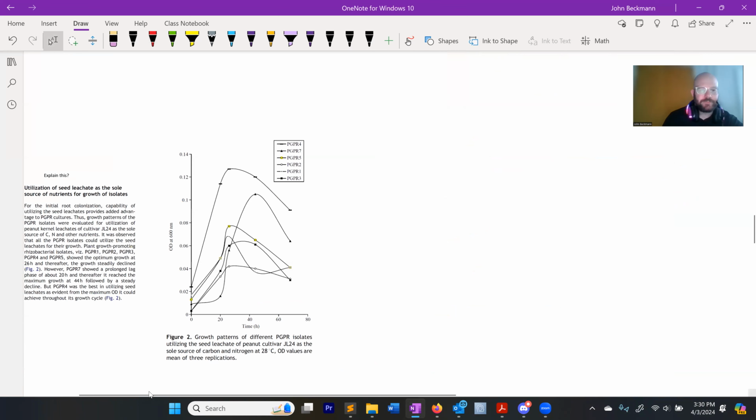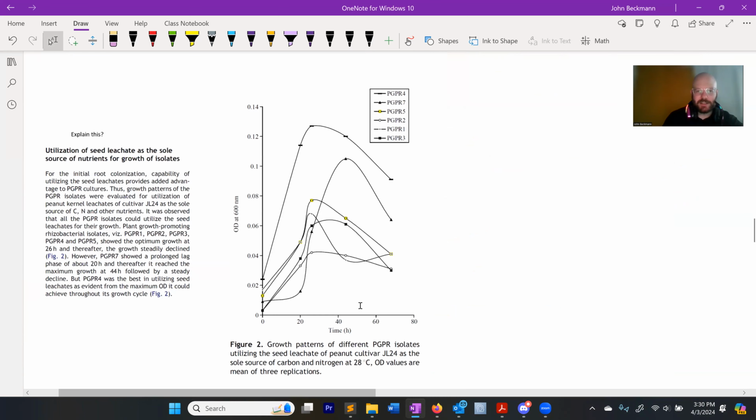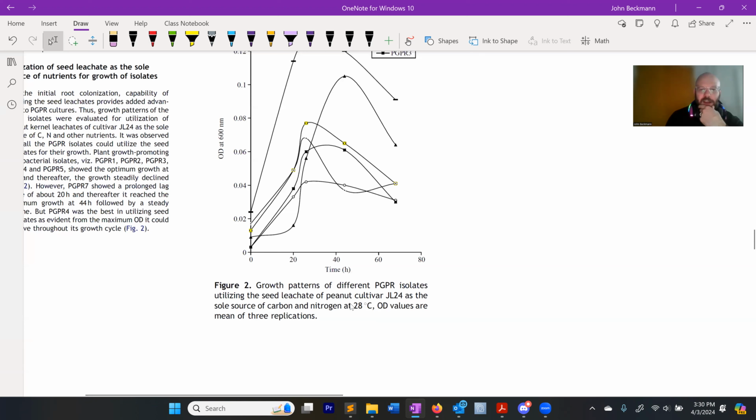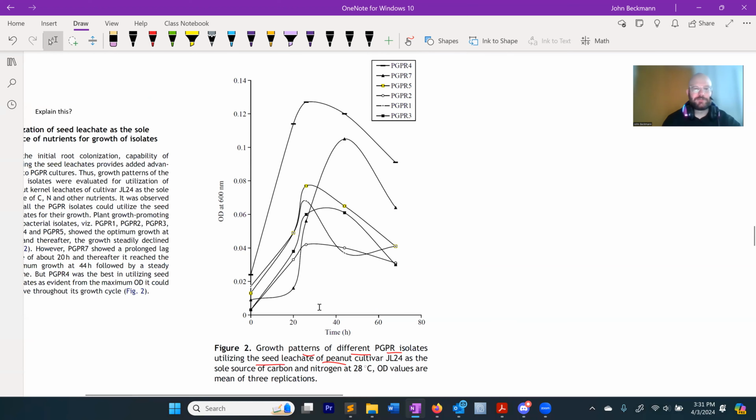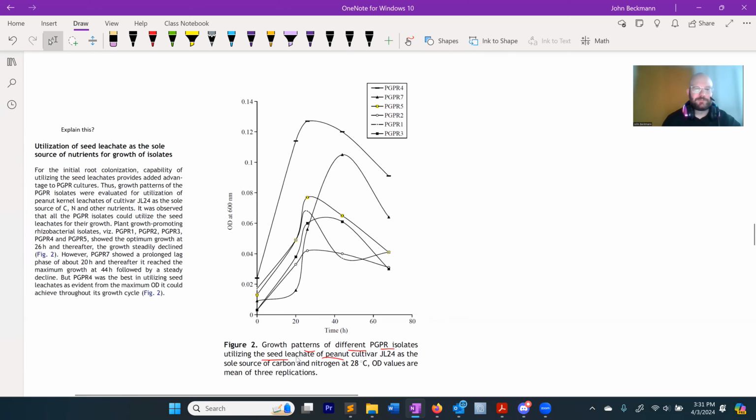Okay. Next figure. Let's see. This is growth patterns of different PGPR isolates utilizing seed leachate of peanut cultivar. Well, okay, so what is seed leachate? Take a guess. Why do this experiment? What is this experiment? And maybe we'll talk about the data and then I'll ask you more why.